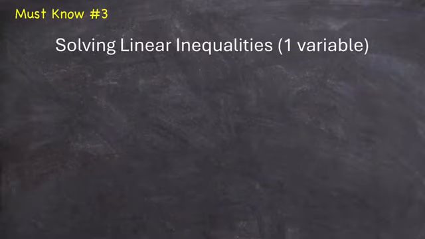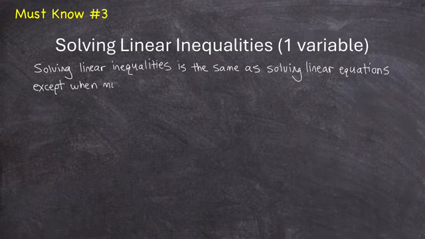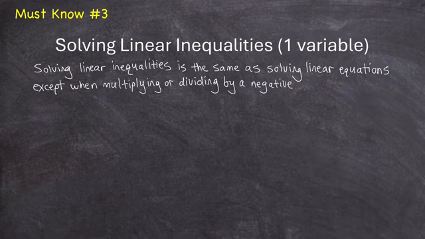Must know number 3, solving linear inequalities with one variable. Solving linear inequalities is the exact same as solving linear equations, except when multiplying or dividing by a negative, you must flip or reverse the inequality.